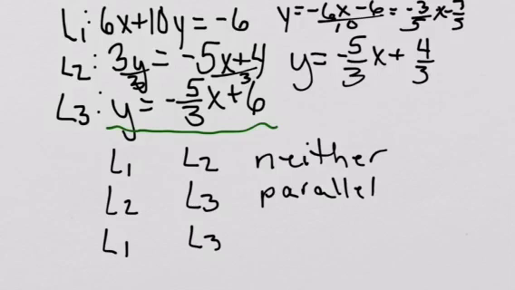And then comparing line 1 and line 3, those would be neither because the slopes are -3/5 and -5/3, while they're reciprocals, they are not opposites.